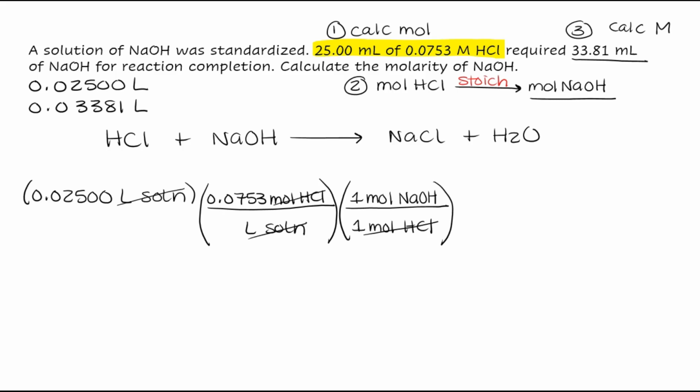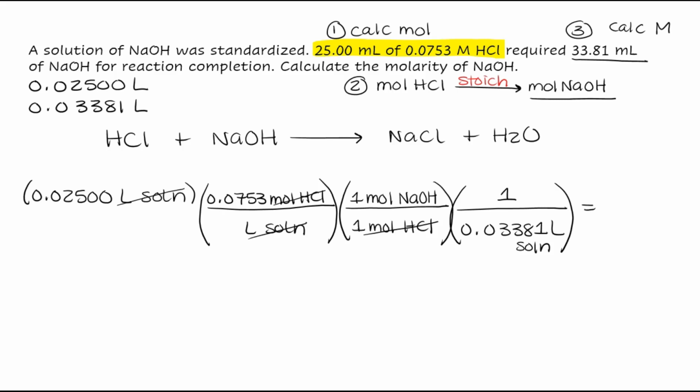So there are two ways you can finish this calculation. You can stop here, calculate moles of NaOH, and then divide by its liters, or we can apply it as just our final step as 1 over liters, so 0.03381 liters of solution. So we're left with moles over liters, and that will be molarity.